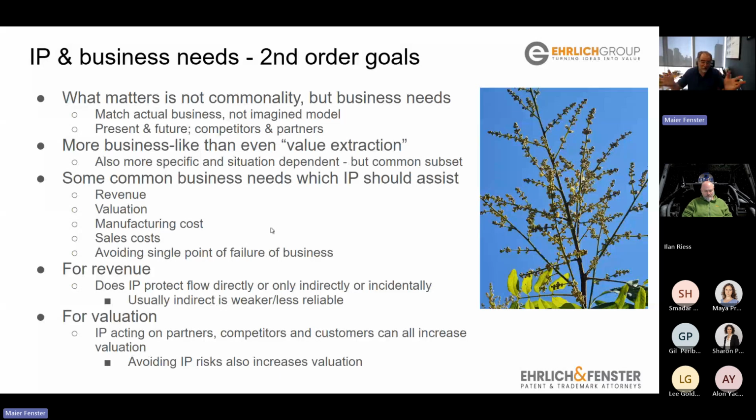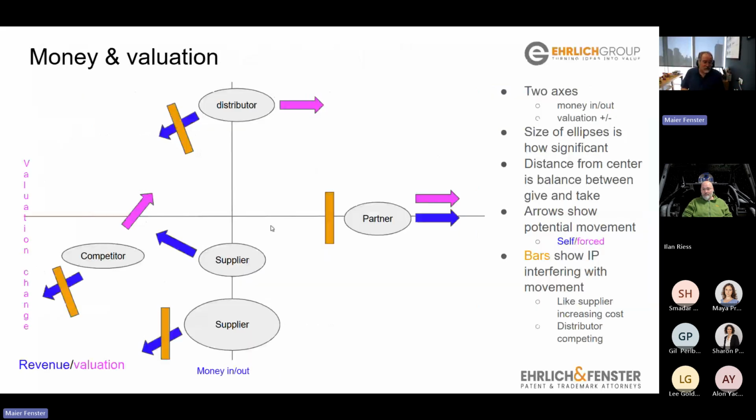So I built a chart, okay? And this chart has two dimensions. The vertical blue dimension is money coming in and going out. And obviously money coming in is good and money going out is bad, especially if the ratio between how much is going out and what value you're getting is not a good ratio. And the horizontal pink-purple dimension is valuation. Is it making your valuation go up or making your valuation go down?